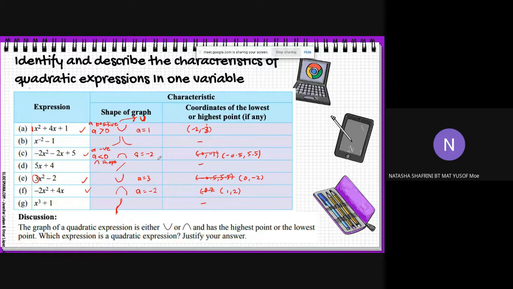So kalau A, cikgu tanya lagi satu soalan. Kalau A awak more than 0, awak dapat maximum point ke minimum point? A awak positif, minimum point. Kalau A positif, awak akan dapat minimum point. Okay, how about if you have A negative? Maximum point. Yes, good. Because your shape of graph is N shape. So, bila you ada shape of graph, you memang akan terus tahu you ada maximum or minimum point.